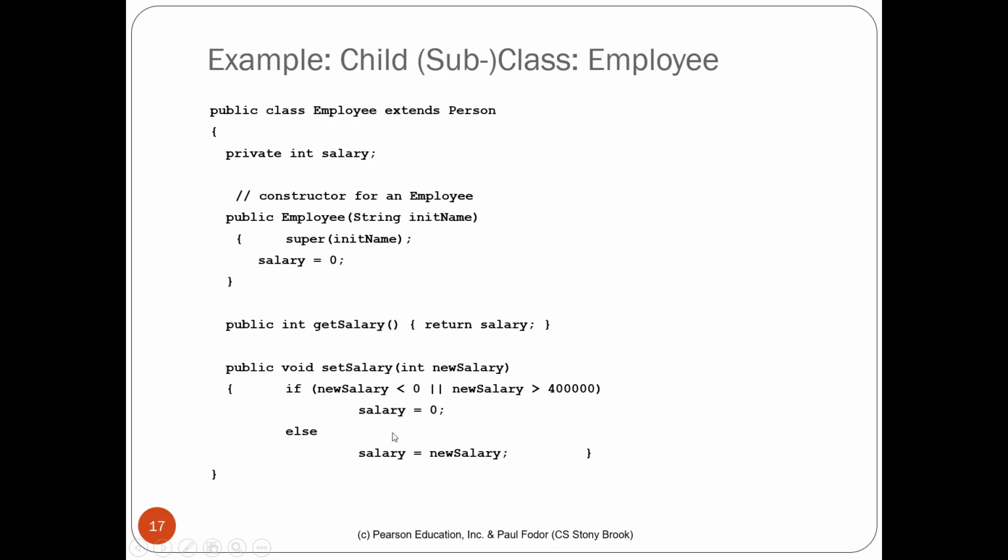You are careful when you have to set the salary. Salary should not be negative, and salary should not be more than 400,000. These are the conditions that we'll check when the client program says let's reset the salary by calling the setSalary method. We should be careful. We'll evaluate the new value. If it falls in the range which is allowed, then only we will set the salary.